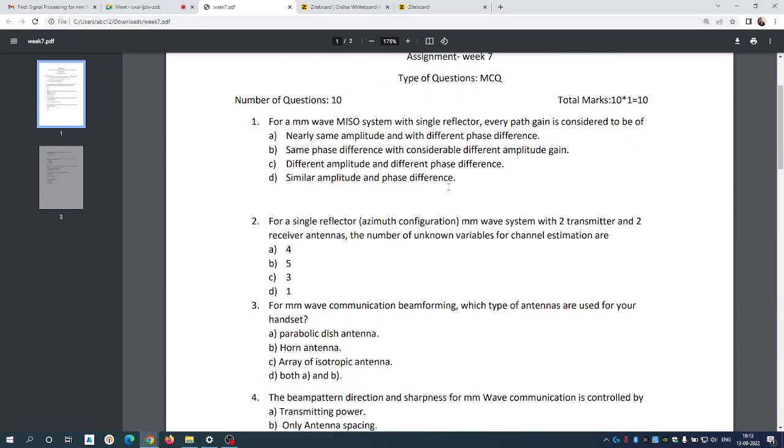Question number 2 is: for a single reflector millimeter wave system, there are two transmitter side antennas and two receiver side antennas. What is the number of unknown variables for the channel estimation? So can anybody answer this question? Any approach from your side? It is a 2 cross 2 antenna system, but the configuration is for millimeter wave, and there is only a single reflector there. You can think there is only one reflector and that is getting transmitted with a path gain alpha_i. So how many will there be?